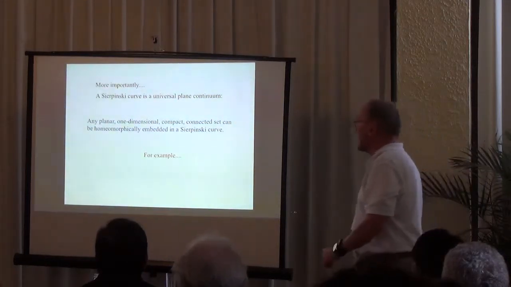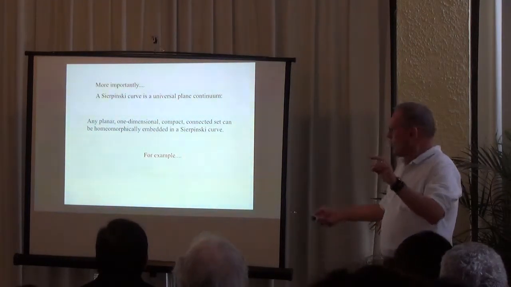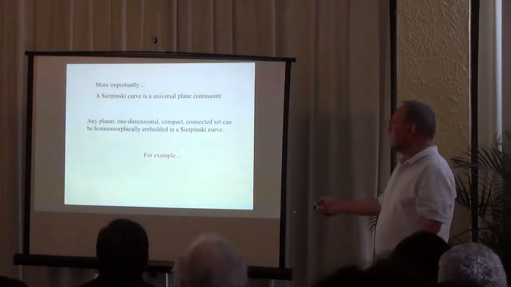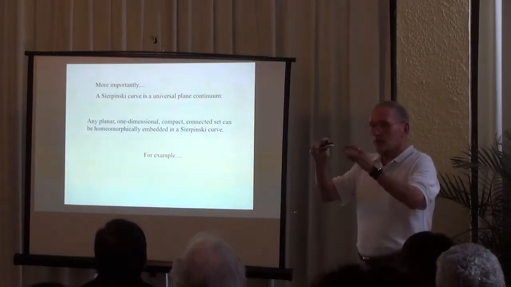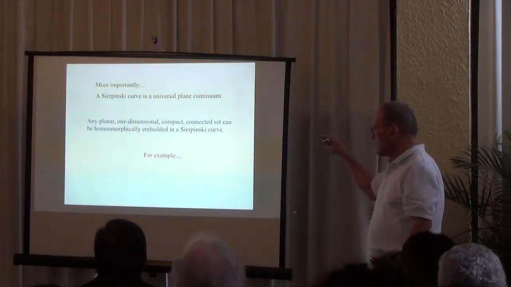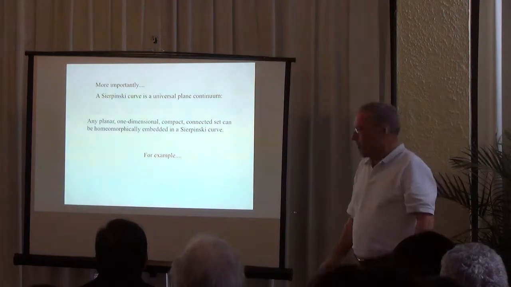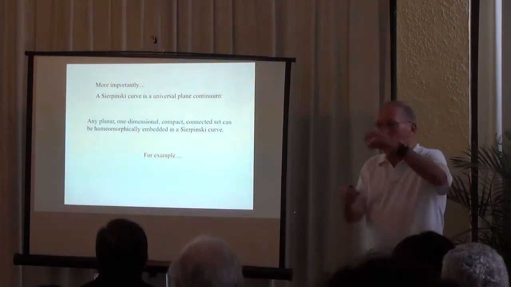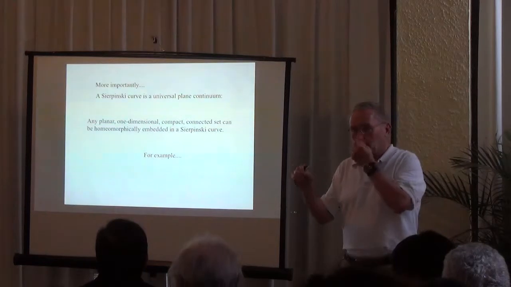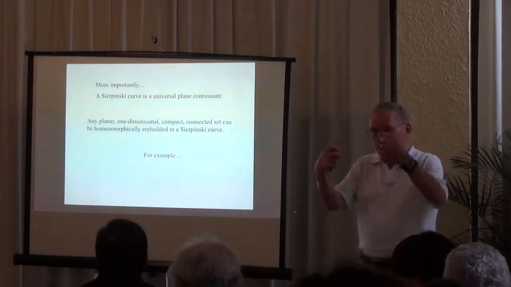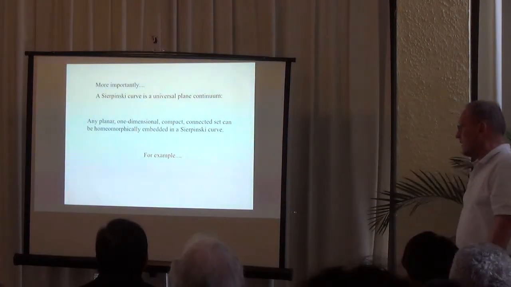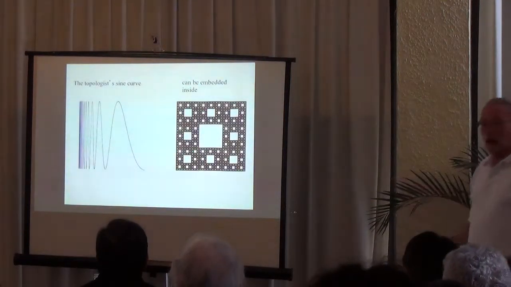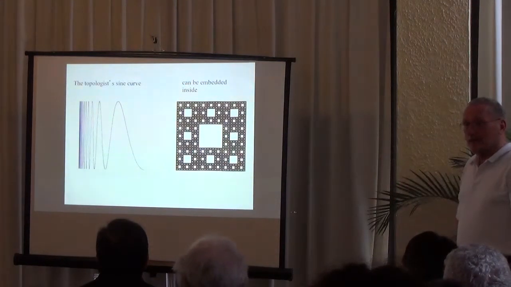What that means is that if you give me any planar, one topological dimensional, compact connected set in the plane, that can be homeomorphically manipulated to fit right inside the Sierpinski carpet. Okay? Think of this as meaning just any compact curve in the plane. Any compact curve in the plane, I can change that without making it cross, so that it fits inside the Sierpinski carpet. For example, you see the topologist's sine curve in the Sierpinski carpet? It's got to be able to fit there.